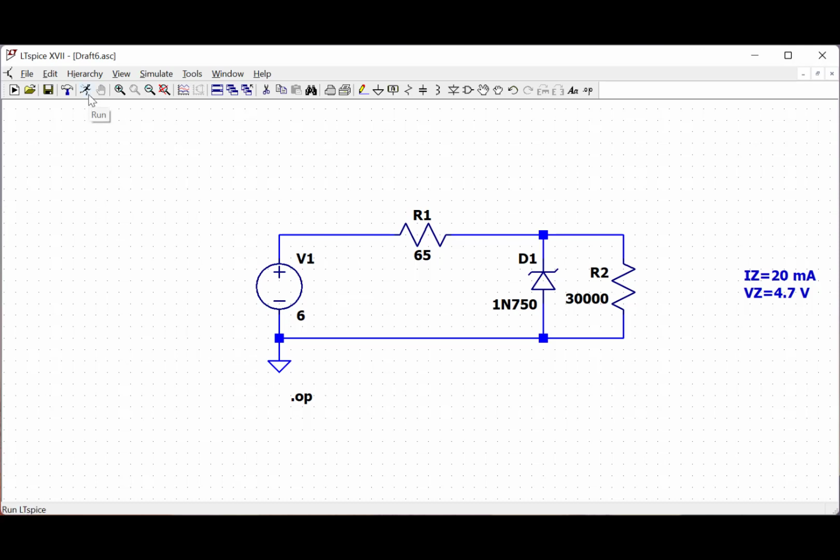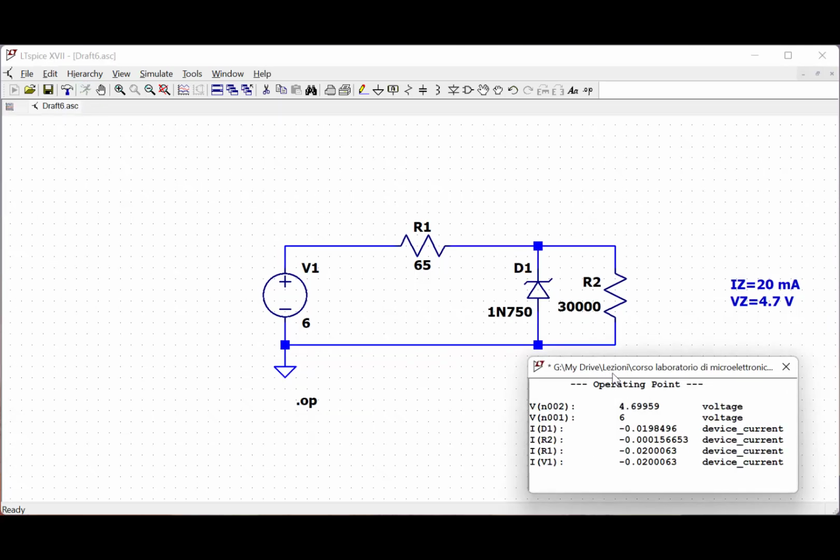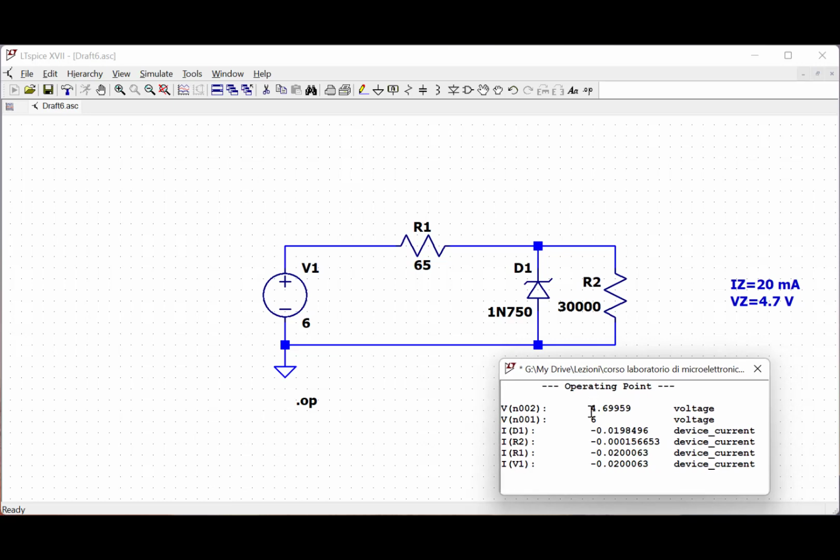And if I run my simulation, this summary will come out. The input voltage will be equal to 6 volts, which is the voltage I have here. The output voltage is going to be equal to 4.7 volts, which is exactly what I would expect from my diode characteristics. The current through the diode is effectively very close to this typical current, so I have done proper calculations. Approximately 20 milliamps, and it's approximately equal to the current across the resistor R1.